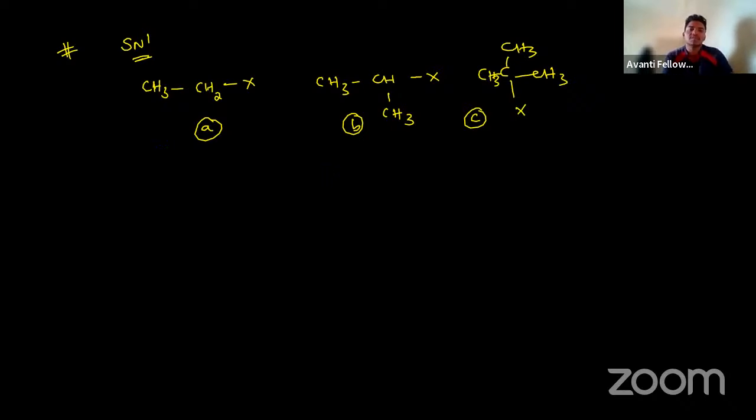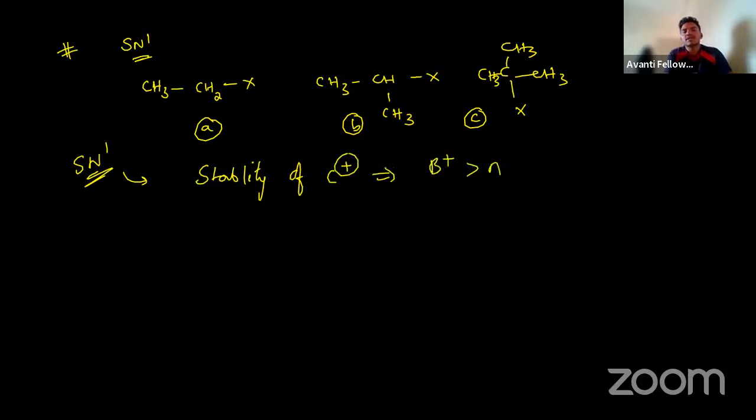That matters most. In the examination, they will ask, among the following A, B, C, which favors SN1 the most and the least? Or they will ask for the increasing or decreasing order of SN1. We already know that SN1 depends upon the stability of carbocation, and I told you the stability of carbocation depends on B plus, then A plus, then 3 plus, 2 plus, and 1 plus. What is the meaning of B plus?